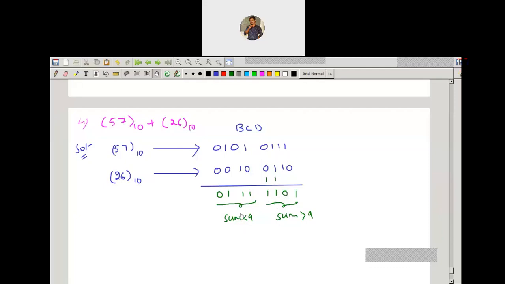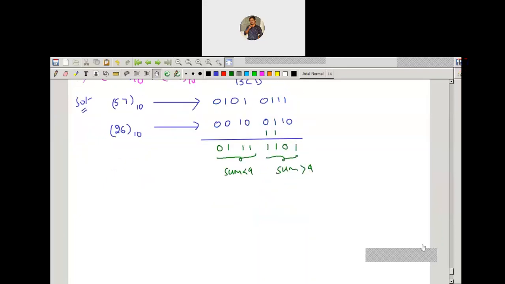Coming to the sum less than 9. You can observe the sum less than 9 has the final carry 0. So there is no final carry. So it is case 1. So the obtained answer is the correct answer. Then you need not change the 0111 value, but you have to change the 1101. You have to change the 1101 by adding what? By adding the 6 value.